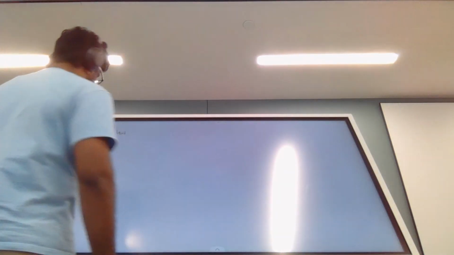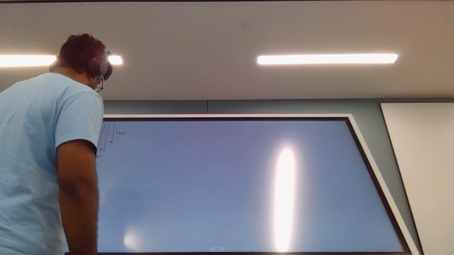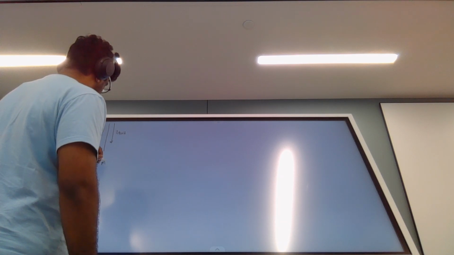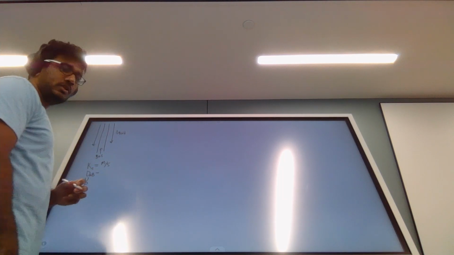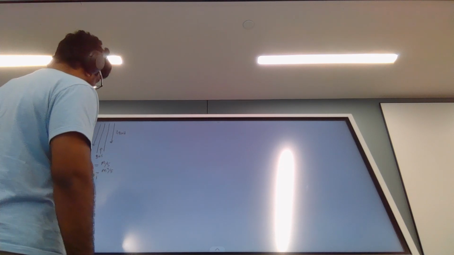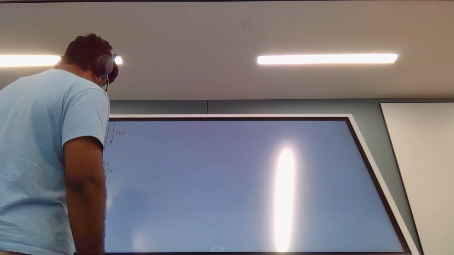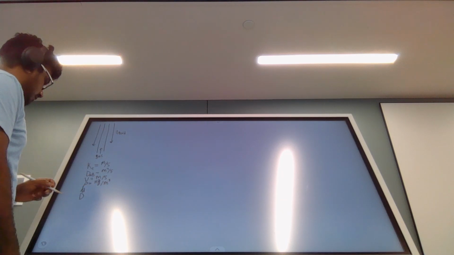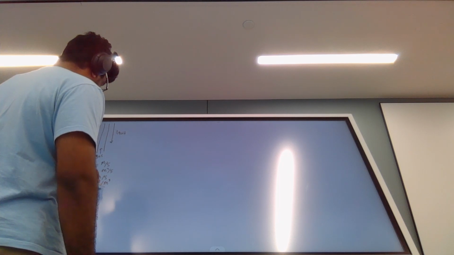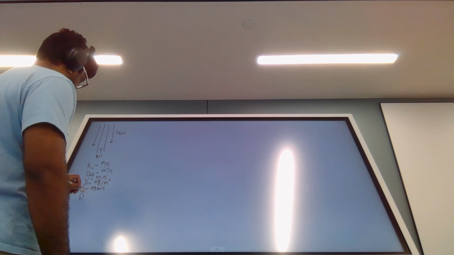So Kc, which is the mass transfer coefficient, has units of meters per second. And then DAB, the mass diffusivity, has units of meters squared per second. The velocity is also meters per second. The density is kilograms per meter cubed. The viscosity is kilograms divided by meters times seconds, and the diameter is in meters.